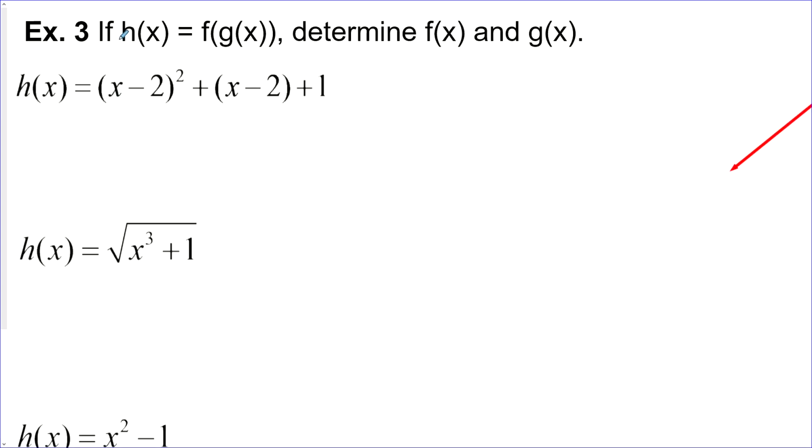Example 3, we are given that h of x is a composite of f of g of x. Now we're given h of x, and we're not given the two that make this composite, so we want to determine that. So in this one, looks like there's an x minus 2 here, and there's an x minus 2 here. That might be our inner function that got put in here. And our inner function is g of x.